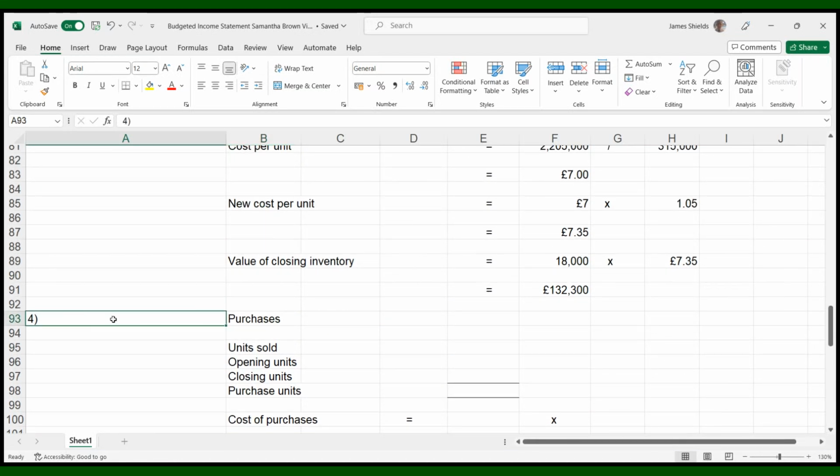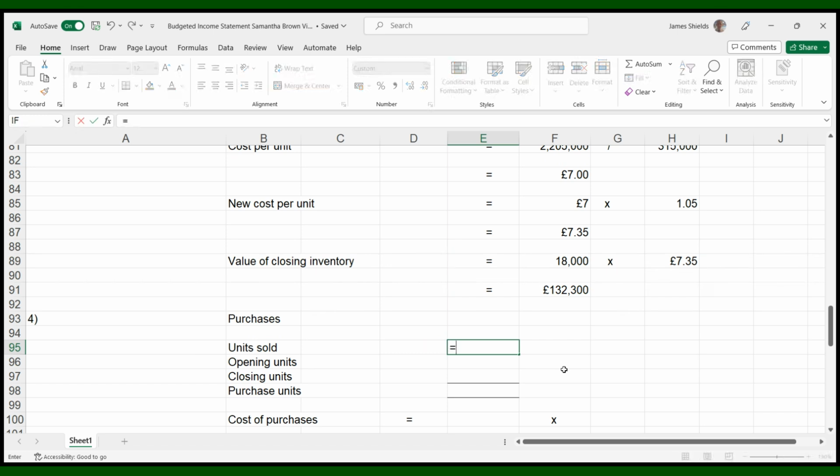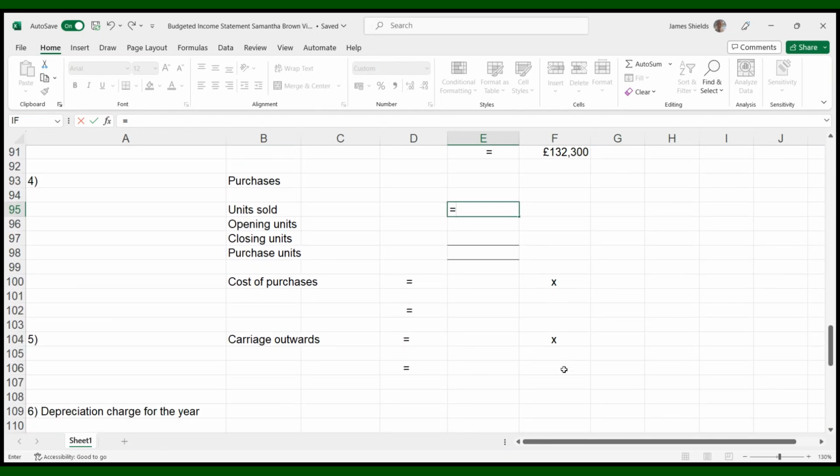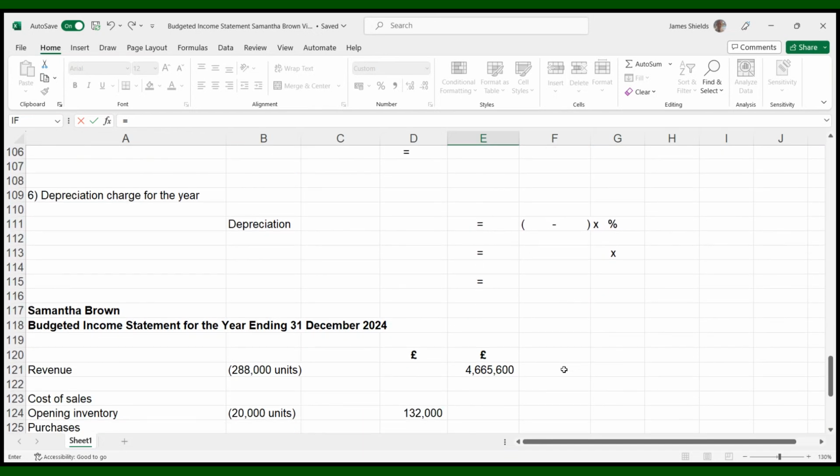Next, I'll get on to purchases. I'm going to look at the number of units I sold first of all. So it's the number of units we're selling in our current year. When I say the current year, it's our forthcoming year, so not last year, the forthcoming year. So down to my budgeting statement, we're planning on selling 288,000.